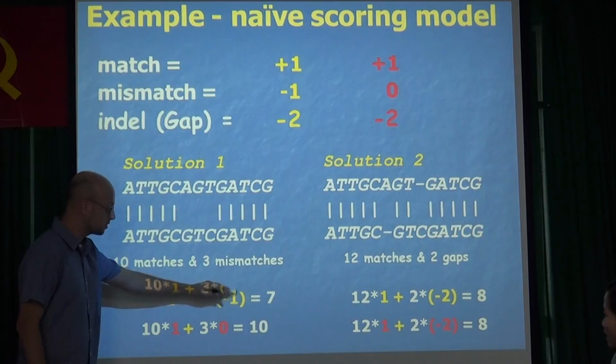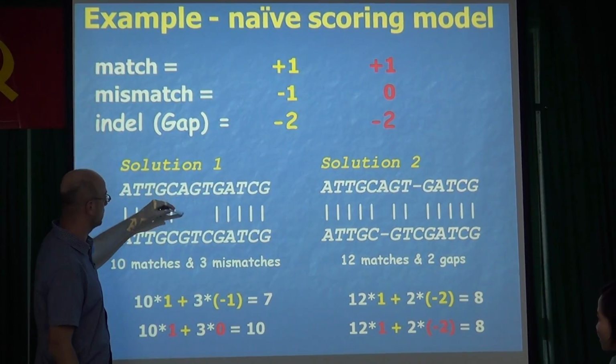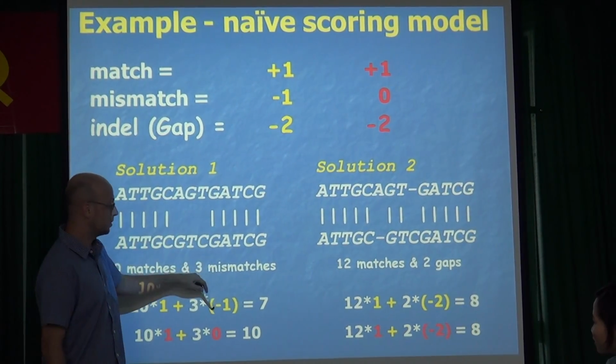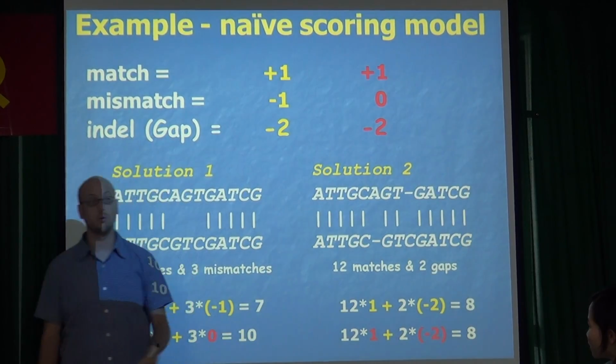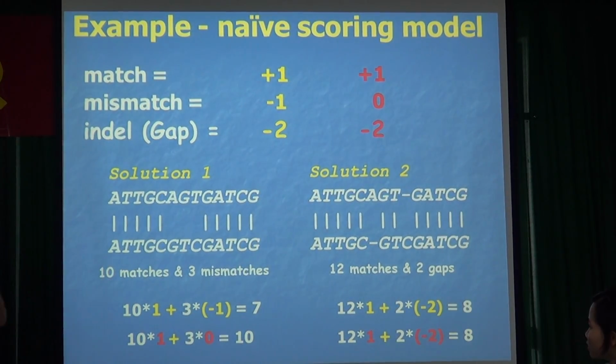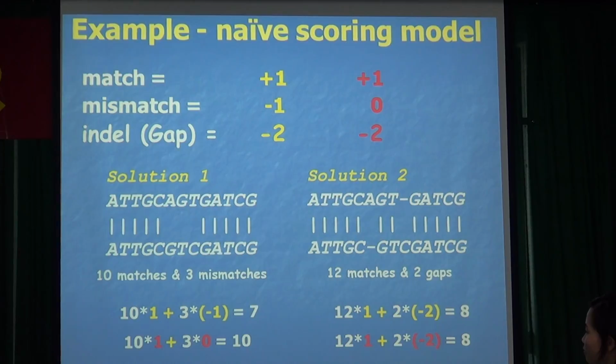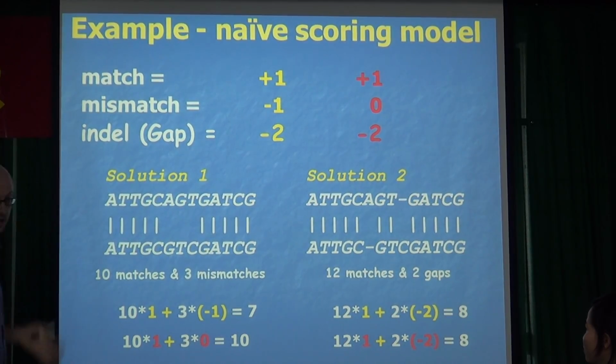And according to the different scoring models, the results will be different. So, how do we know how many points to give to the matches, to the mismatches, and to the gaps?